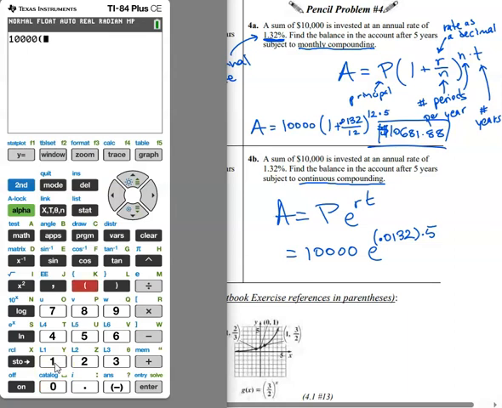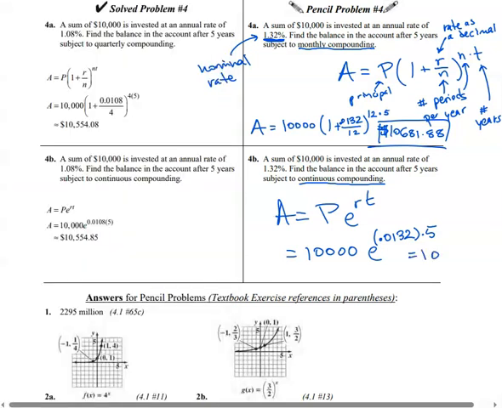So we will have 10,000 times e to the power, with that keystroke, 0.0132 times 5, and that is 10,682.27. So it actually didn't change that much. We got one more, well, I guess 50 more cents approximately. 10,000, here we go, 10,682 point, wasn't it 26? I will round to 27.